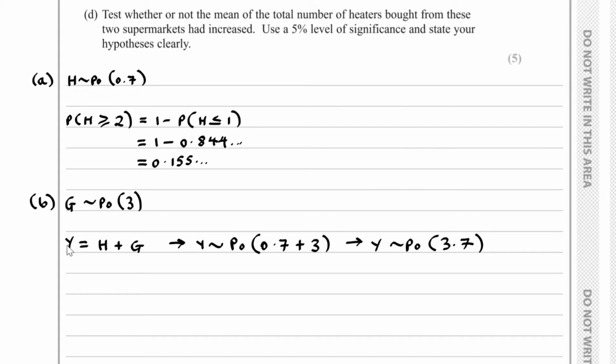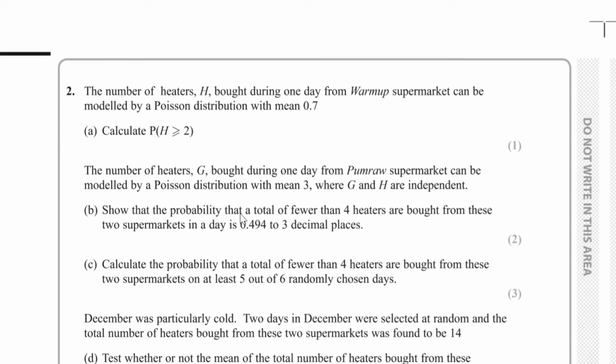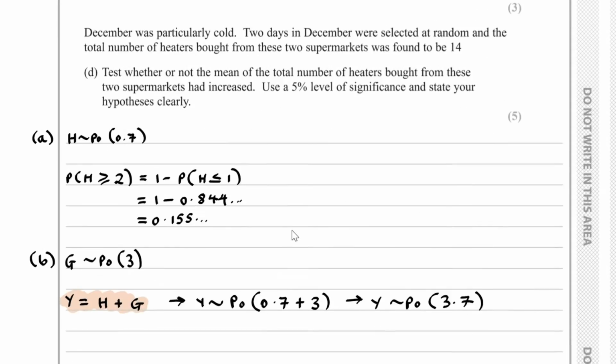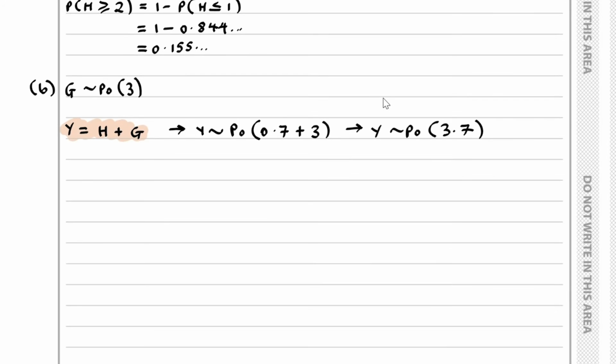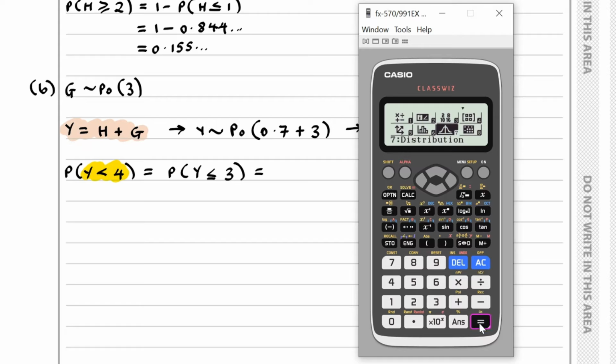Okay, so the reason we add up as we've done over here is because we're looking at the total, and we have to find the probability that we have fewer than 4 heaters. So what we're looking at over here is the probability that Y is less than 4, and this is the same as the probability that Y is less than or equal to 3. So working this out on our calculator, if we go back to the distribution section, we have 3 here and 3.7 here. So we end up with 0.494, etc.